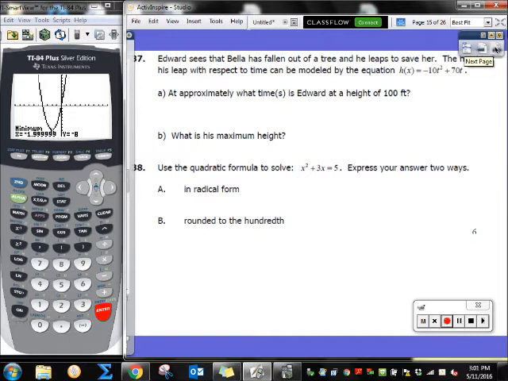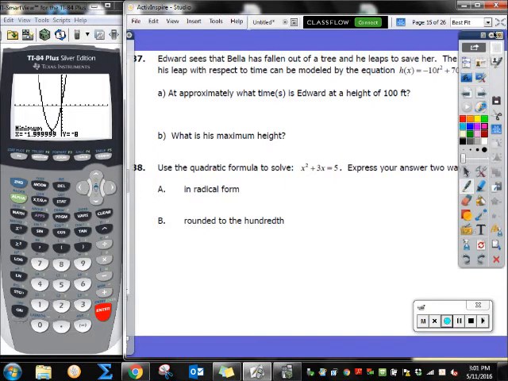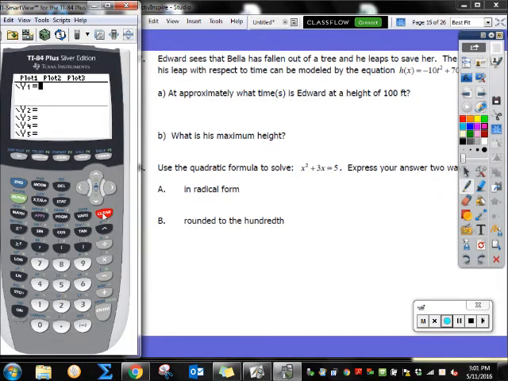37. Edward sees Bella has fallen out of a tree and he leaps to save her. The height of his leap with respect to time can be modeled by that equation. Approximately what times is Edward at the height of 100 feet? So we've got to put that function in our calculator. So negative 10x squared plus 70t, so x.